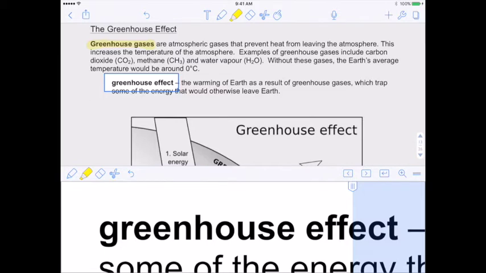Without these gases, the Earth's average temperature would be around 0 degrees. So that would be the average. That means that if you were to average out the high and the low temperature, the middle ground would be 0. Now this is too cold for some animal life and too cold for some plant life.